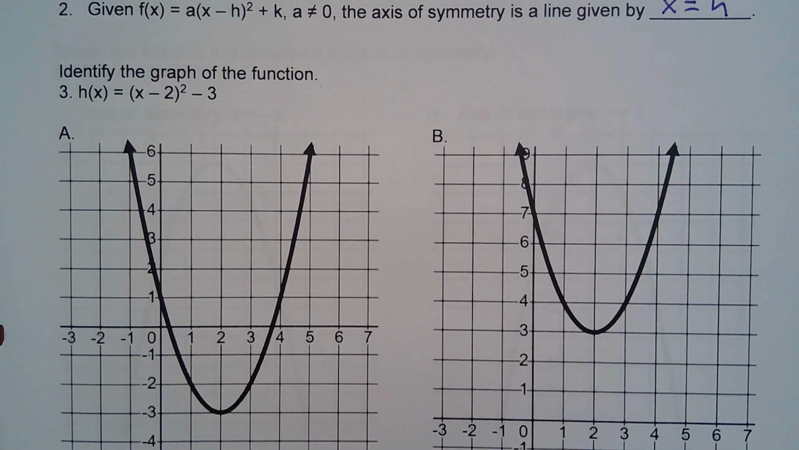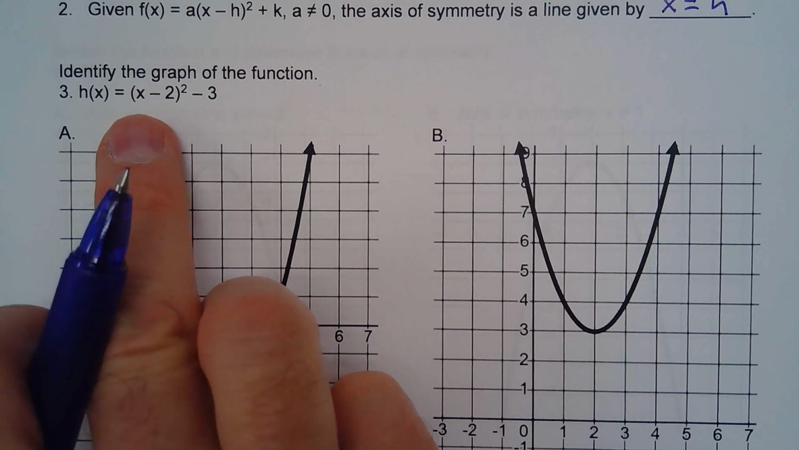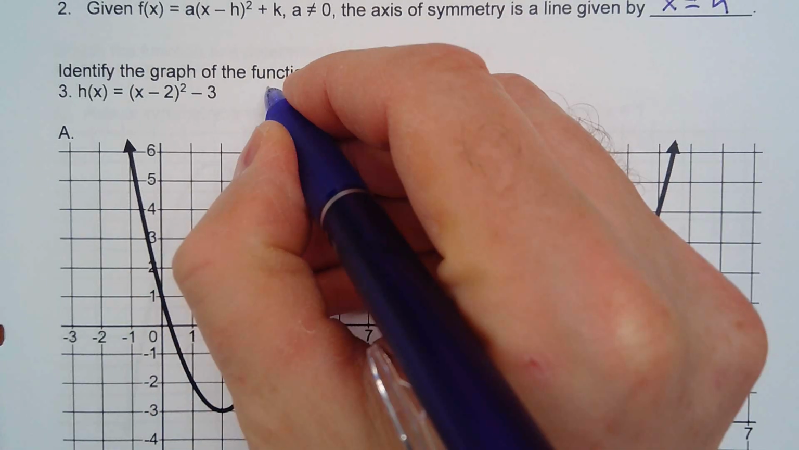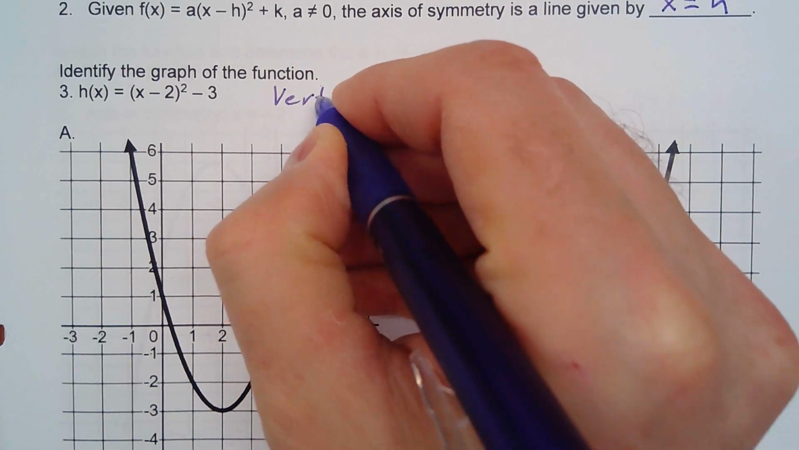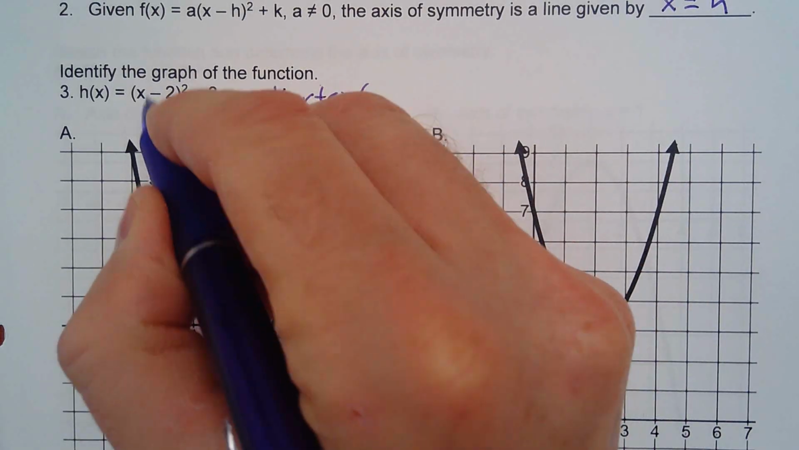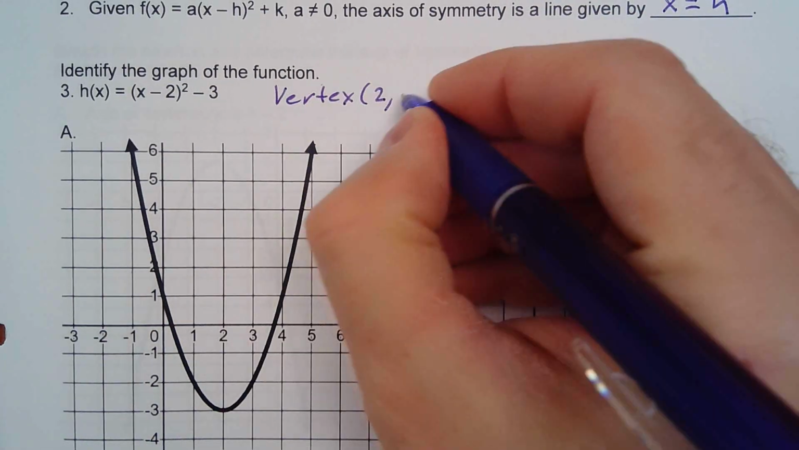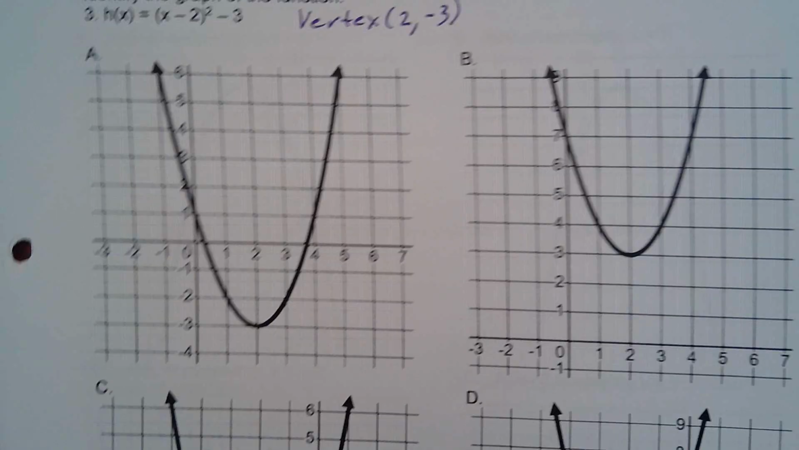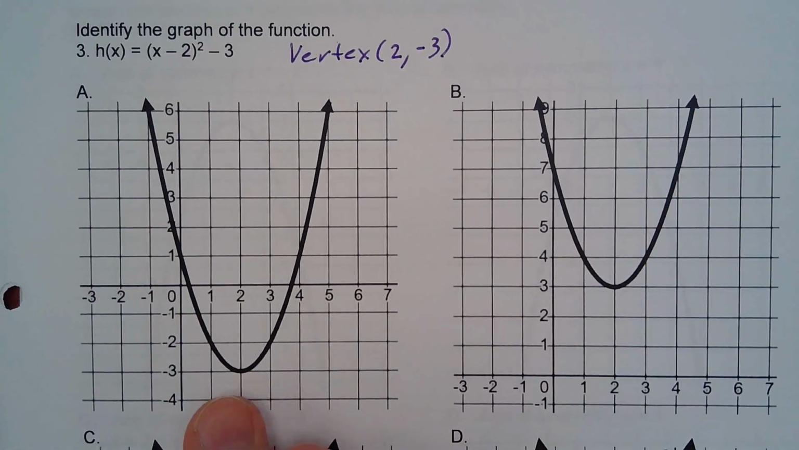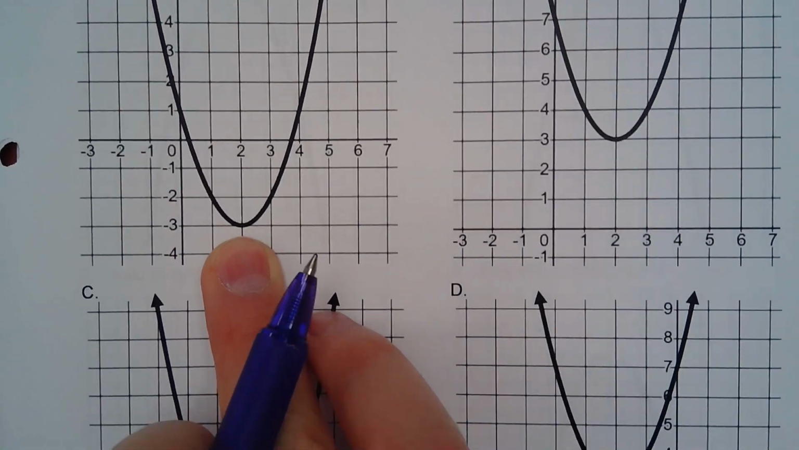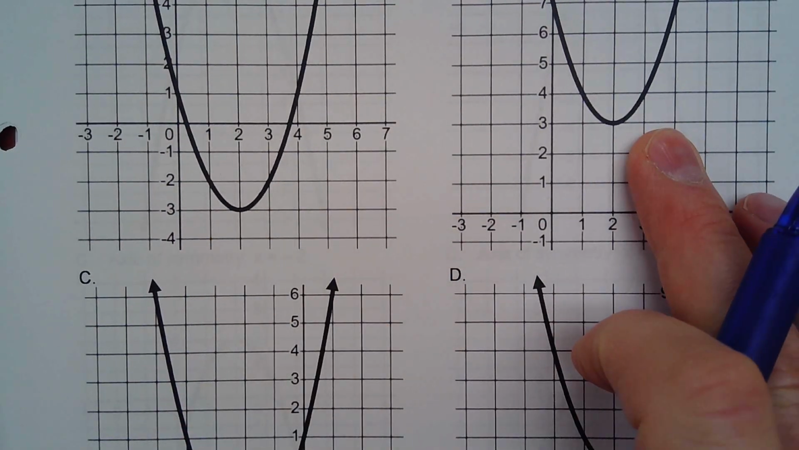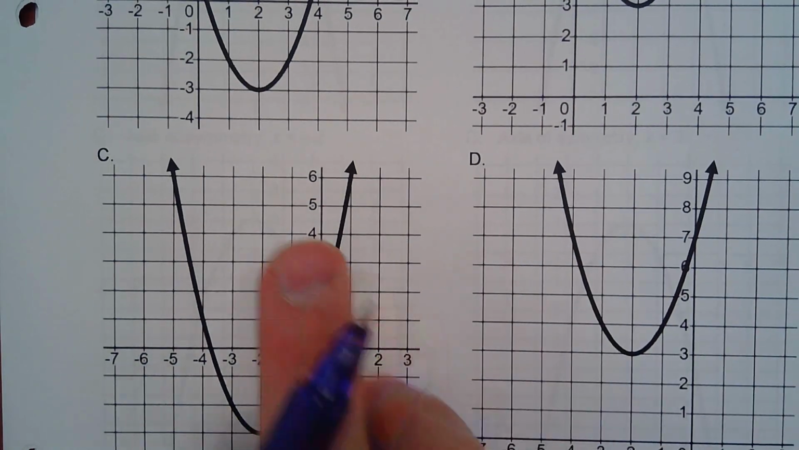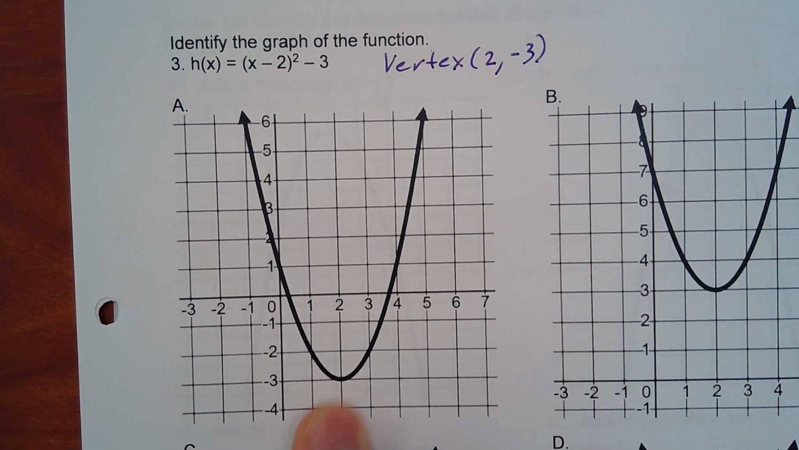Identify the graph of the function (x minus 2) squared minus 3. So my vertex here is h comma k. So h here would be the opposite of this, that would be 2. K would be negative 3. So let's take a look at which graph has a vertex of 2, negative 3. It looks like that first one does. Second one does not. Neither does C or D. So the only one that has the correct vertex here is graph A.